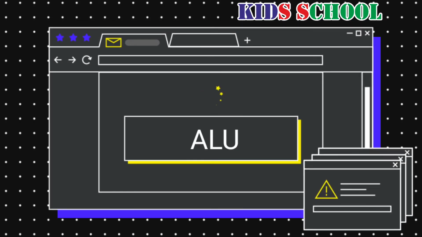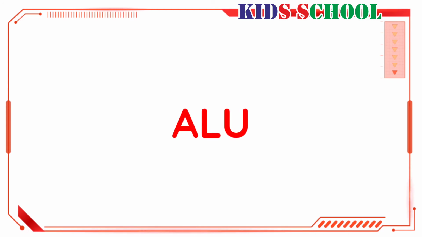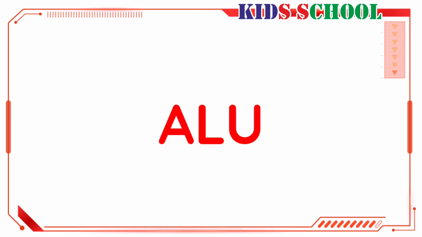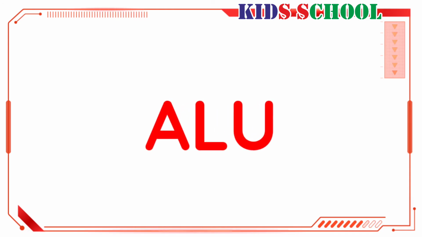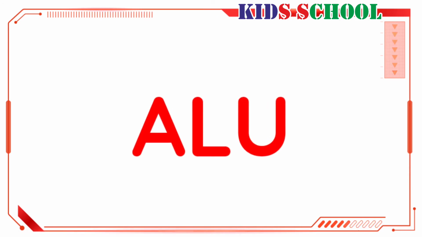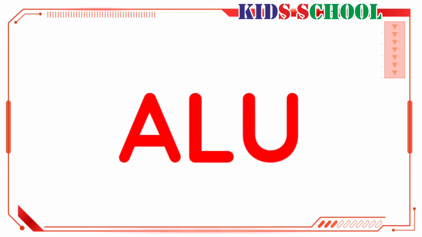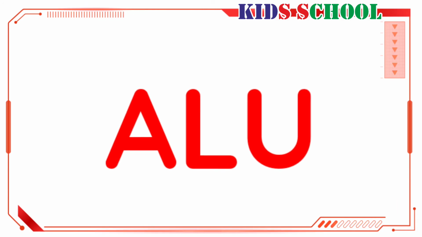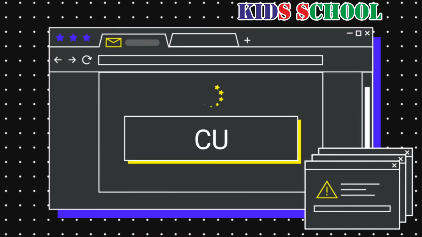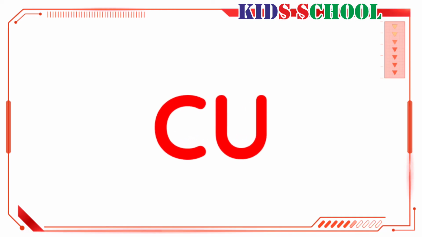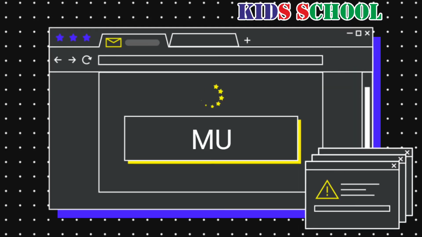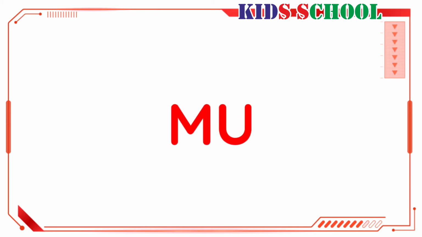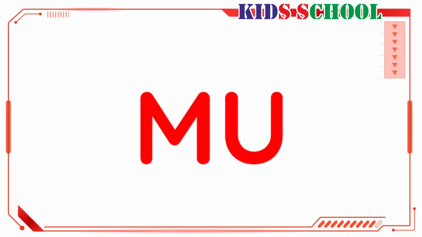Arithmetic logic unit. It handles all the mathematical calculations like addition, subtraction, and logical comparisons like greater than, smaller than, and equal, etc. Control unit. It controls the movement of data. Memory unit. It holds the information on which the CPU is currently working.